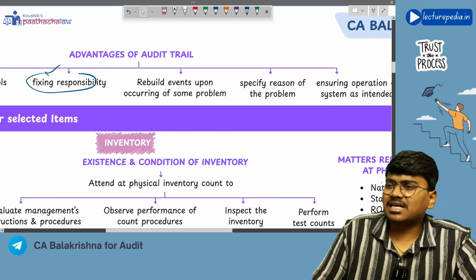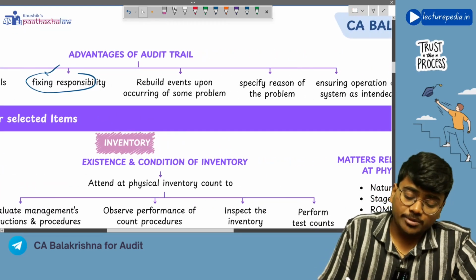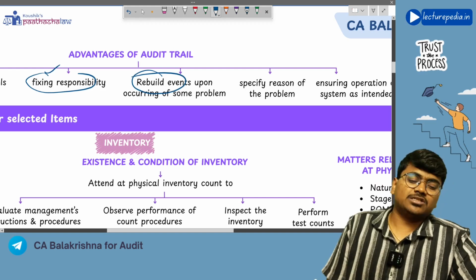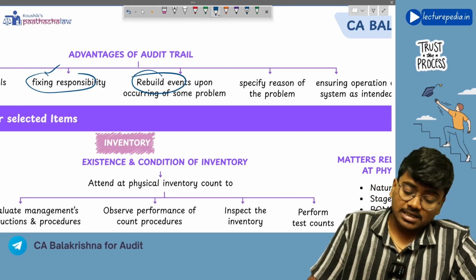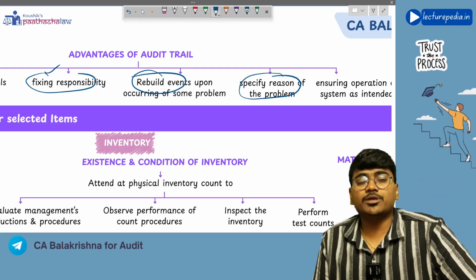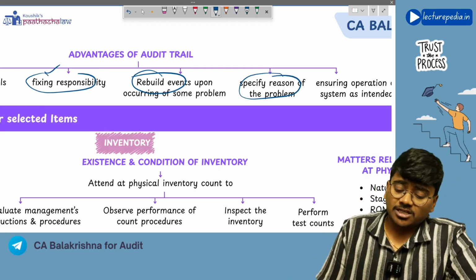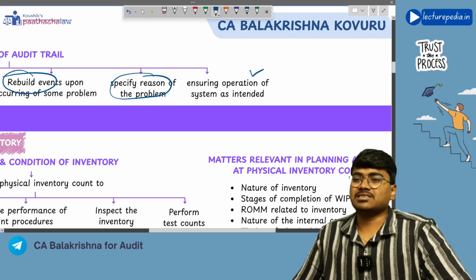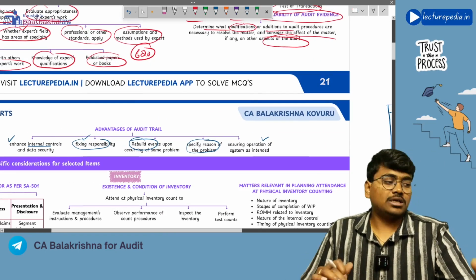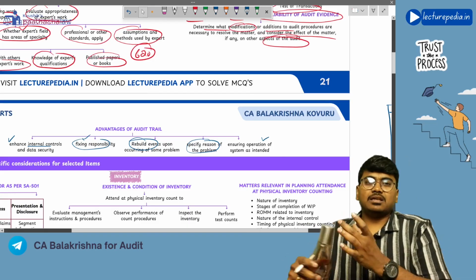Next, in case any problem has been identified, you will be able to rebuild the events to get to know how that problem has occurred. Next, you can specify the reason for the problem and get a solution for that problem also, and it ensures operation of the system as intended. So all these are the advantages, the benefits, of the audit trail feature.